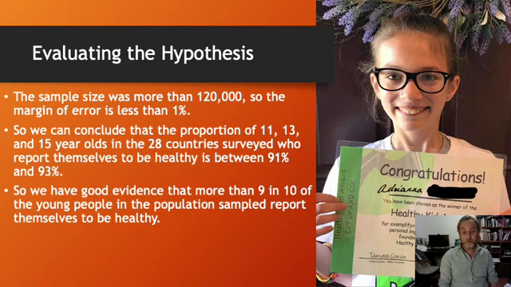And because, right, the relative frequency is very different, right? 92%, right? So that means that the proportion of 11, 13, and 15-year-olds in those 28 countries who report themselves to be healthy is 92% plus or minus a 1%, right, margin of error, so somewhere between 91 and 93%. And those that reported themselves unhealthy, right, it was 8%, so that means between 7 and 9%, right, in the population would probably report themselves to be unhealthy. So that's pretty good evidence, right, that we've got more than 9 in 10 of the young people in the population would report themselves to be healthy.